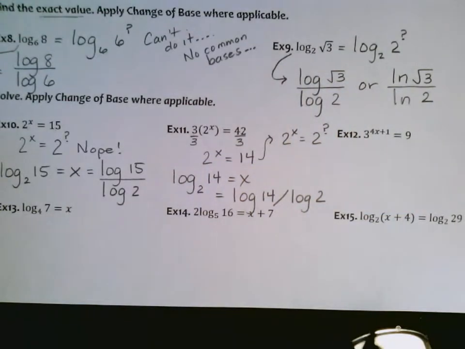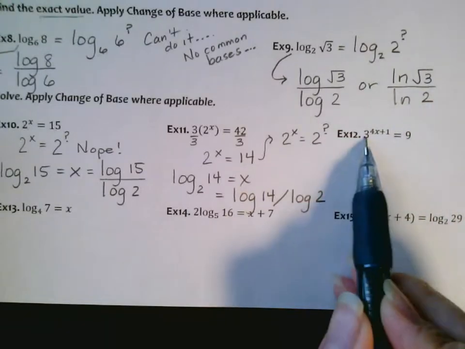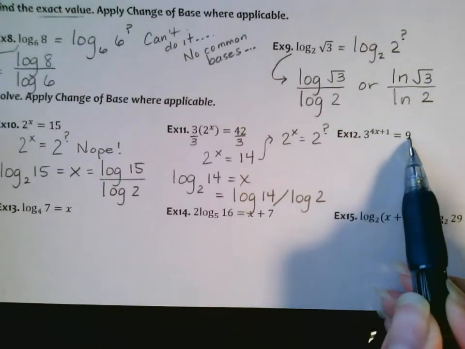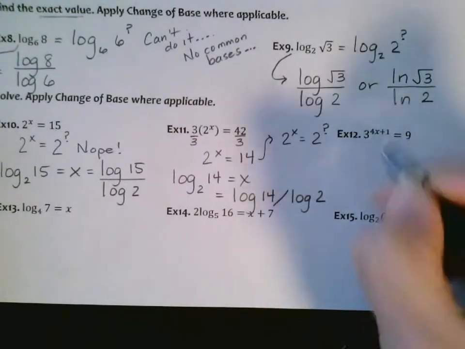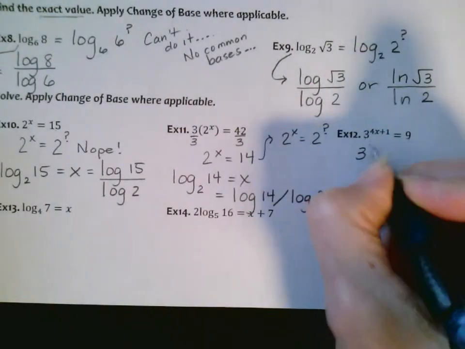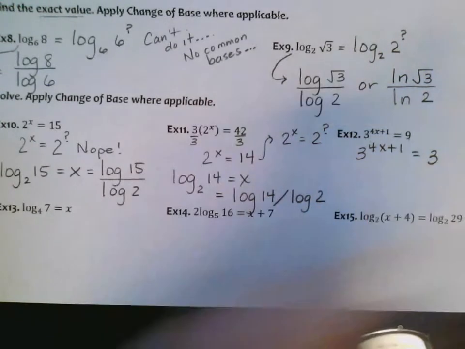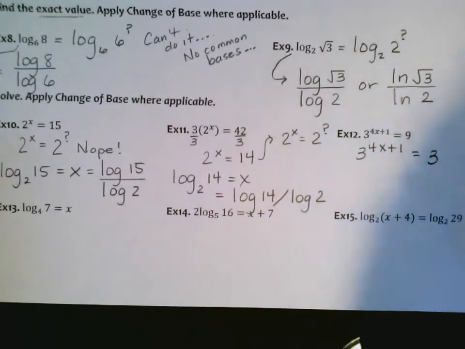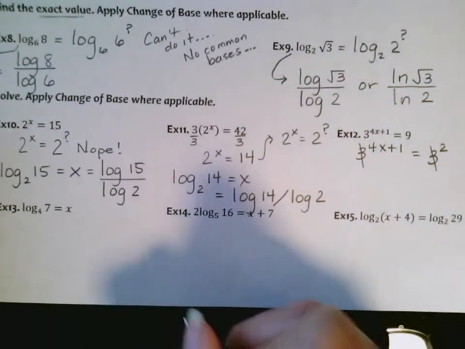Okay. How about here? Notice this is a base of 3 and that's a base of 9. Can we get the bases to be the same? Well, thank goodness we can. So let's rewrite 9 with a base of 3. 3 to the what power makes 9? 3 to the second power. So here is a case where we will not need change of base.